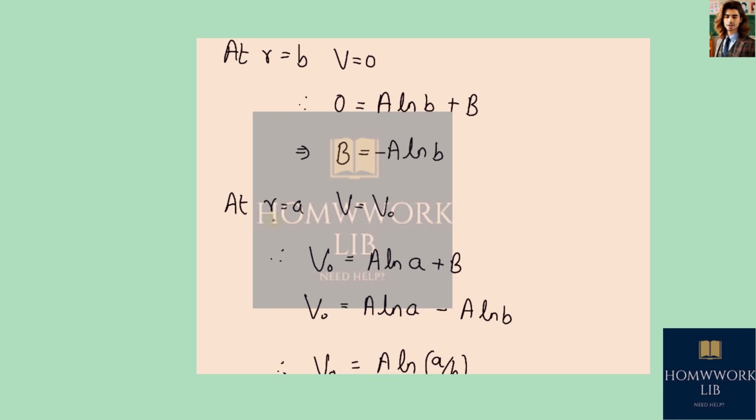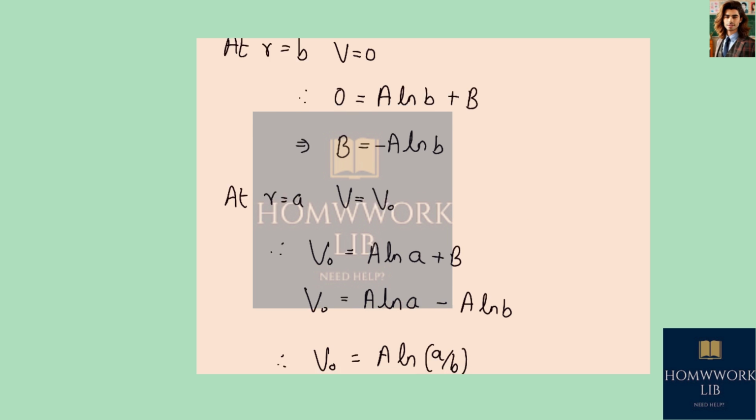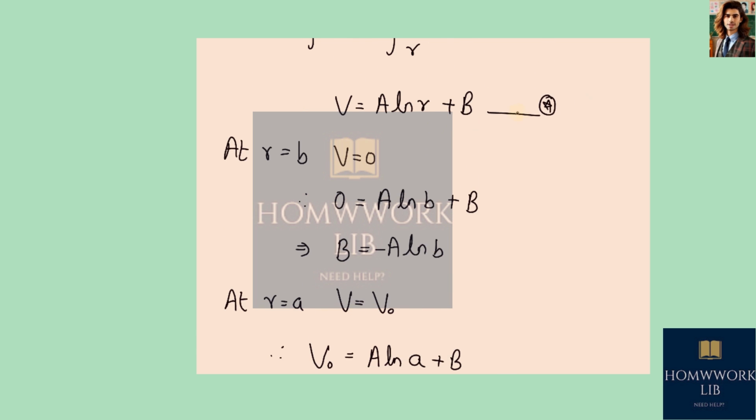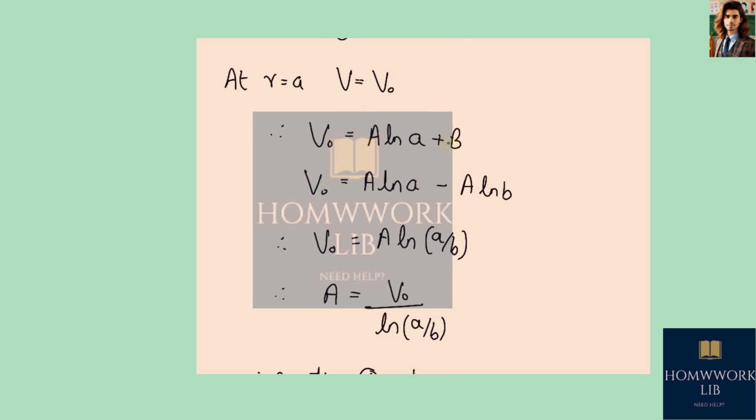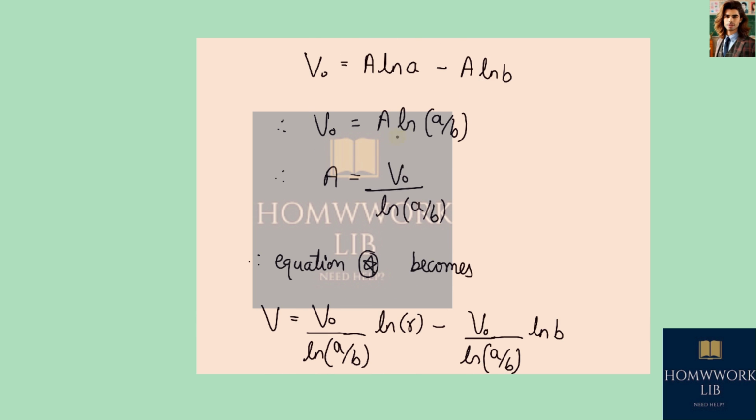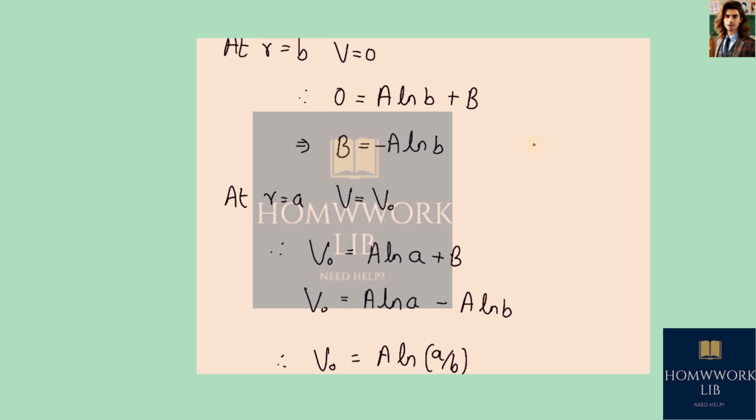Now this is one equation. Now we will put the second boundary condition, that at r is equal to a, V is equal to V naught. So V naught will be equal to a ln of a plus b, as we are putting r equal to a. Then we plug in the value of b which we found above. So we get a ln a minus a ln b. Using the log property, I can write this as a ln of a by b. From here I can find the value of a, which will be V naught divided by ln of a by b. Let us call this equation 2, and the earlier one equation number 1.